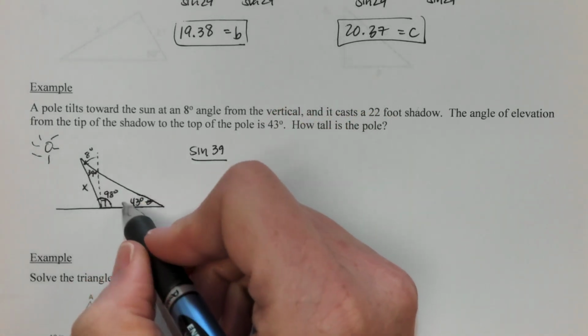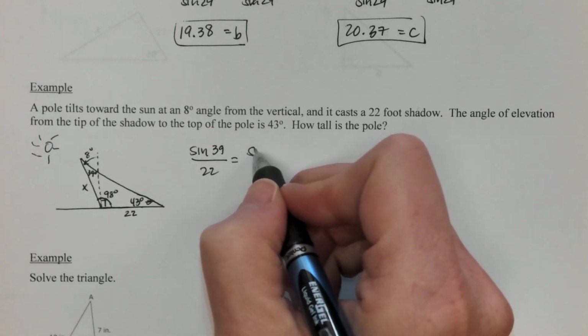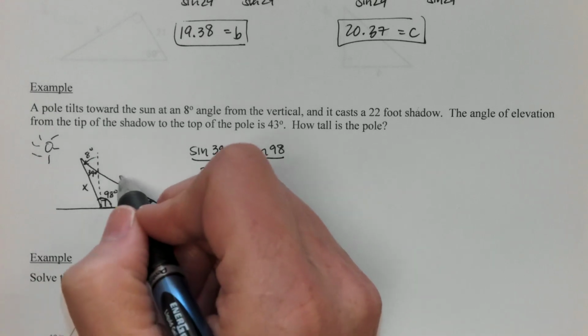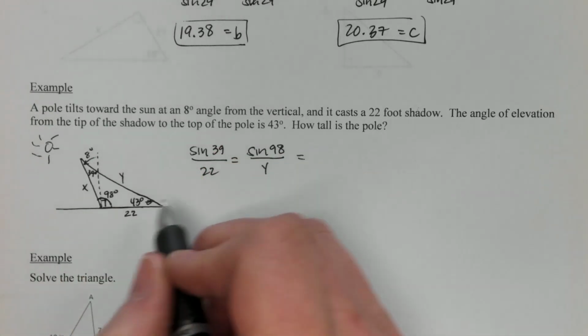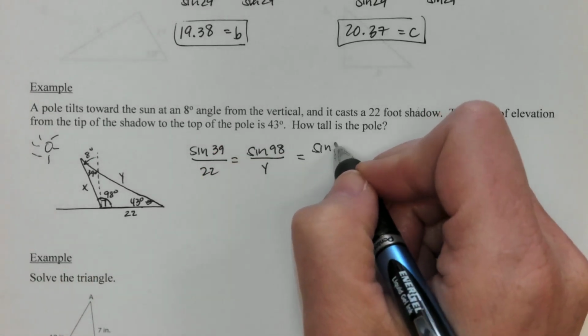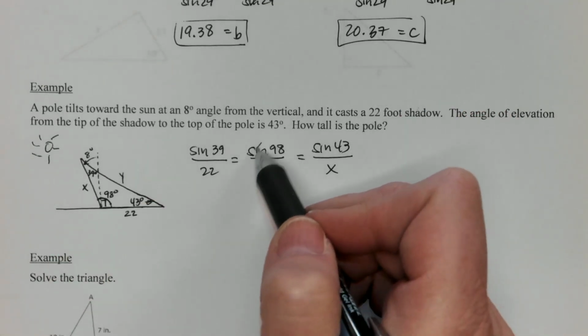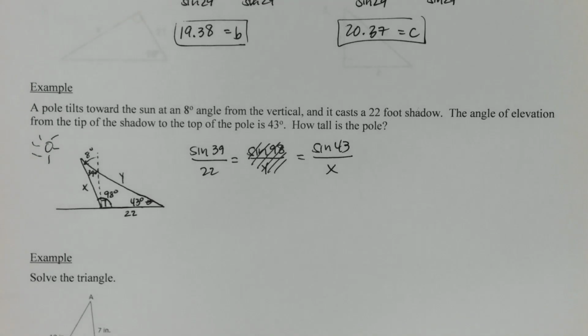So we've got sine of 39, and that goes with 22. Then we've got sine of 98, and that actually goes with nothing right now. I'll put a y there, but we aren't looking for that value. And then we've got sine of 43, and that goes with x. So since that's the one we're after, I'm just going to cross that one out. I'm not even going to use it.